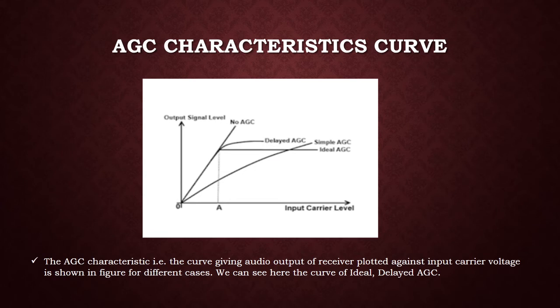So, this is the AGC characteristics curve. The AGC characteristics, that is the curve giving audio output of receiver plotted against input carrier voltage. For different cases, simple AGC is given by the curve here, delayed AGC is given by another curve, and there is a curve of ideal AGC and the no AGC case. I think this is clear.